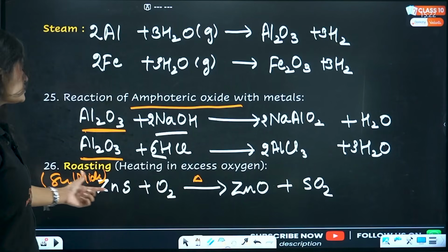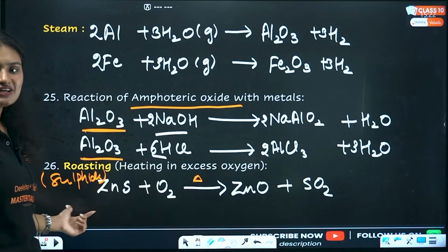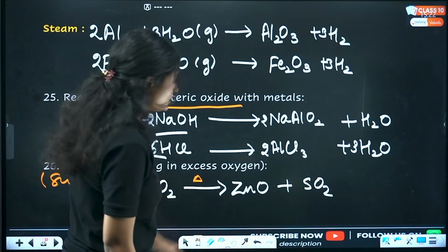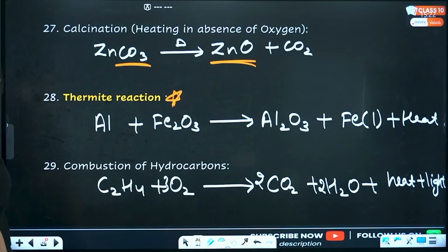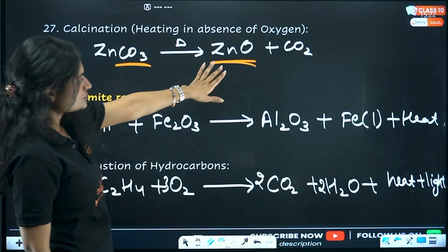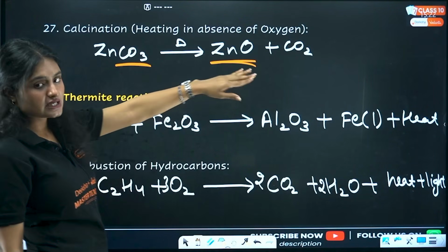Okay. Now roasting is heating in excess oxygen. Sulfide ores are normally roasted in the presence of excess oxygen to convert them into their oxide ore. Calcination means heating a carbonate ore in absence of oxygen. We get metal oxide and carbon dioxide.